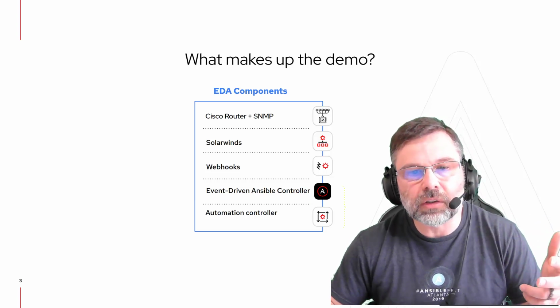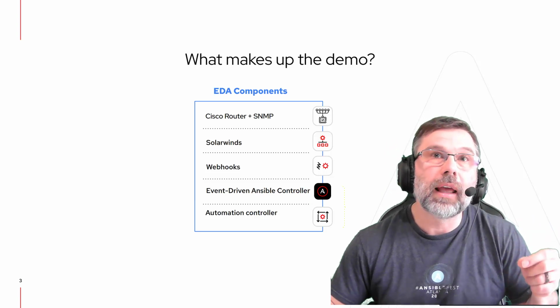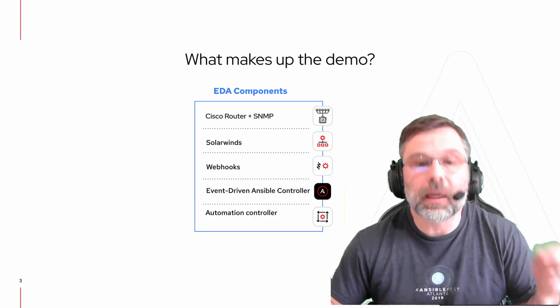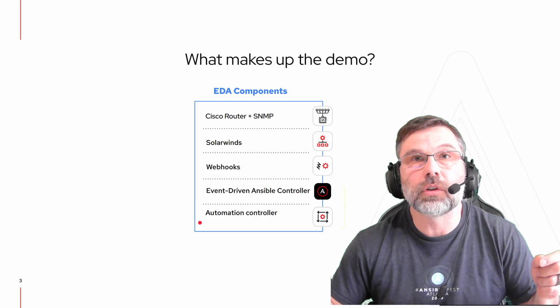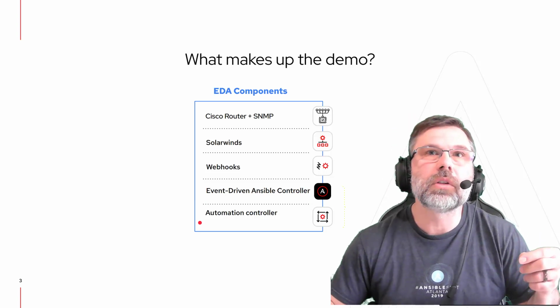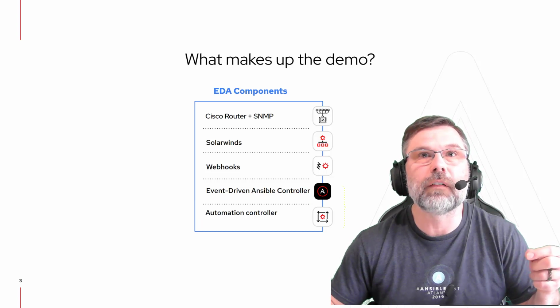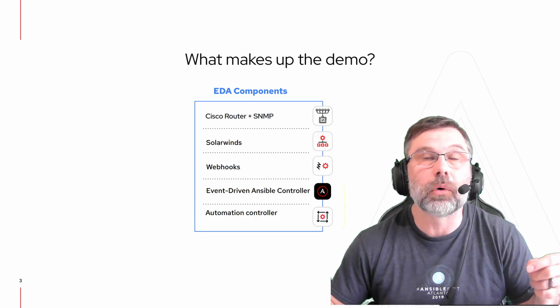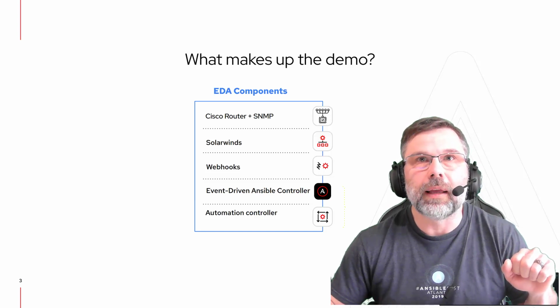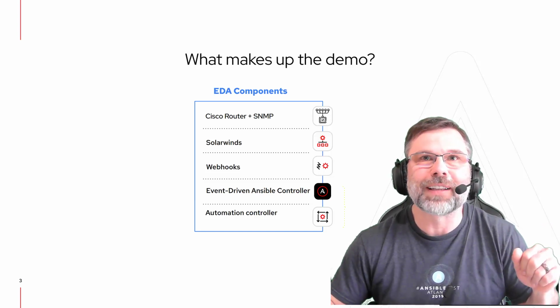So in the actions, what we'll do is we'll trigger a playbook by triggering a job template in the automation controller to no-shut the port and also to do some other troubleshooting and triage to ensure that the interface is up and running with line protocol up. And then from that, we will have a complete feedback loop and we will resolve a break-fix issue.